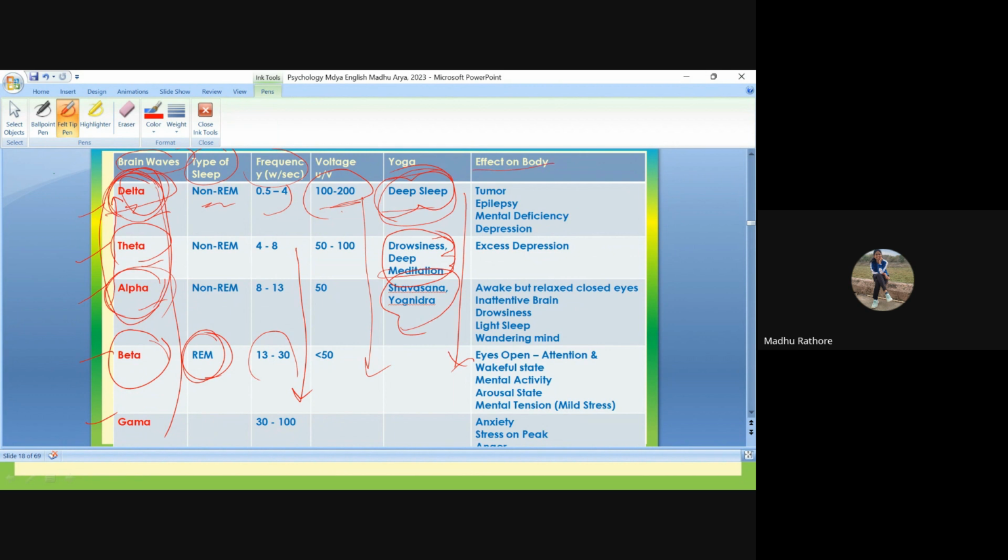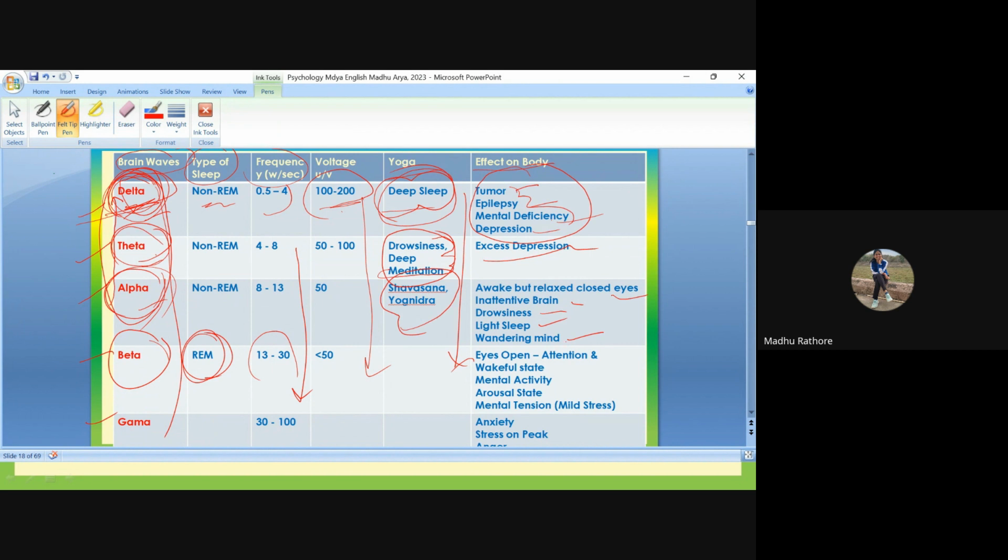Next is effect on the body. These are the diseases or disorders which happen in these stages of brain waves. When delta waves are affected, these types of diseases or disorders happen: tumor, epilepsy, mental deficiency, depression. If your theta brain waves are disturbed, then you can feel excess depression. If alpha waves are affected, then you always get light sleep, wandering mind, drowsiness, inattentive brain. Alpha is awake but relaxed, closed eyes. You take very little deep sleep.